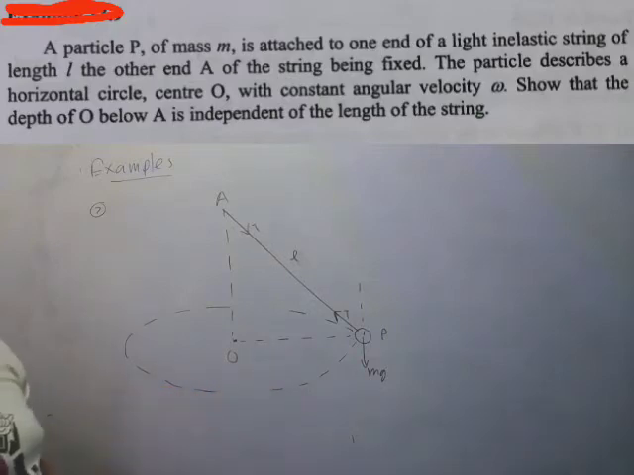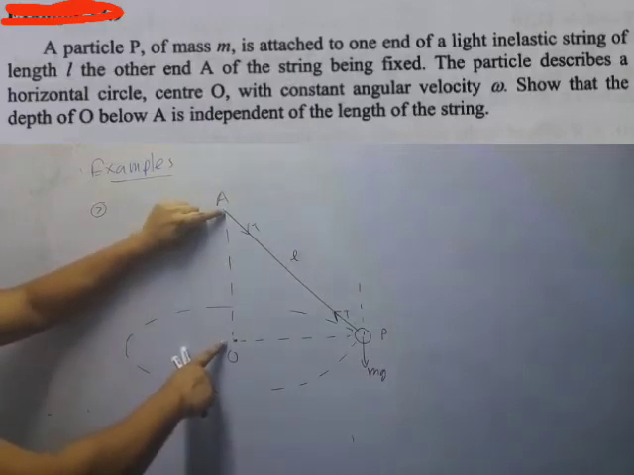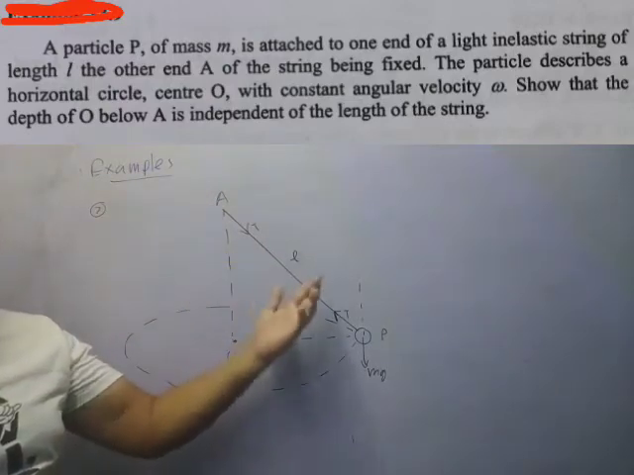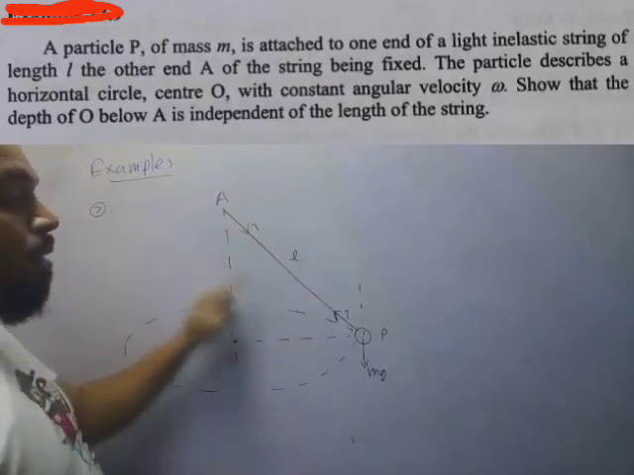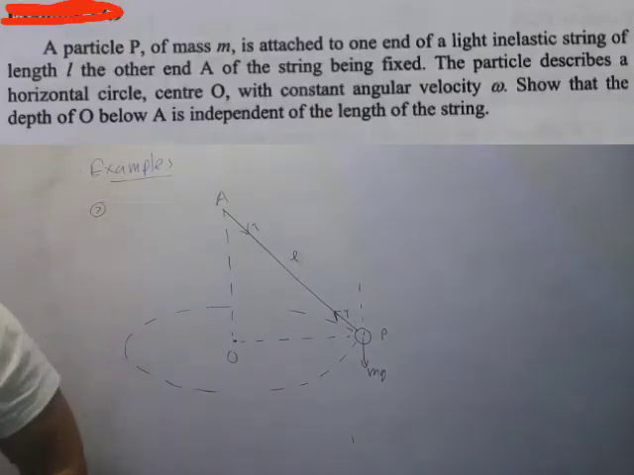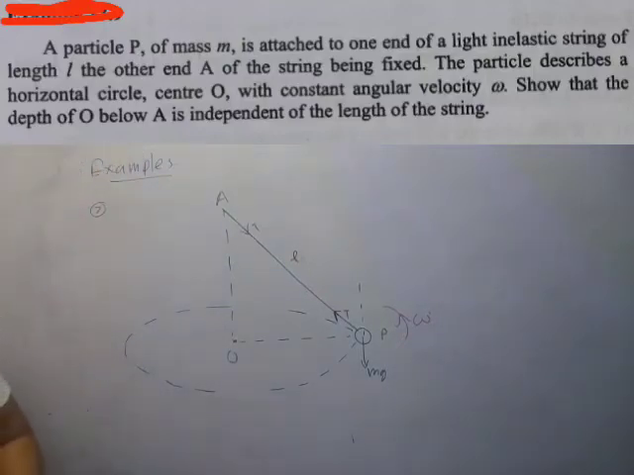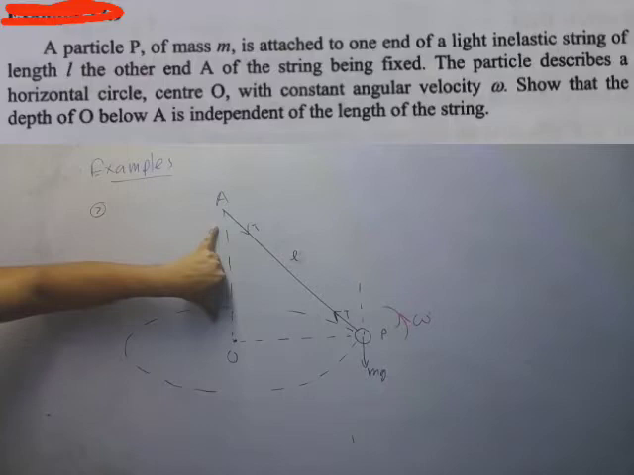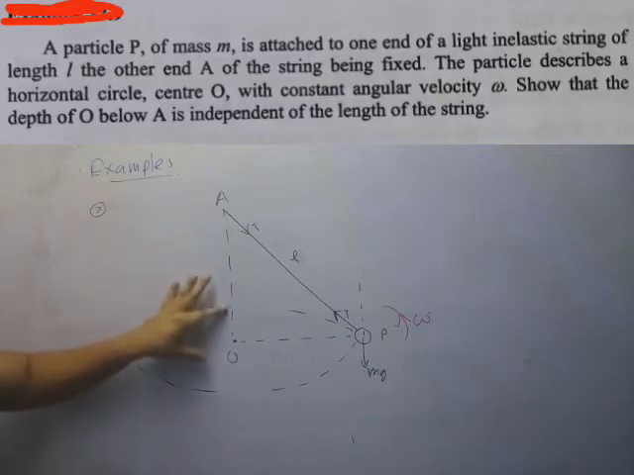So we need to find the centripetal force in this case. They are asking us to show that the depth of O from A, that means the AO distance, is independent of the inelastic string length. That means whatever this length is, 10 meters, 5 meters or 1000 meters, with constant angular velocity omega, for the given criteria this distance AO must be equal for every length. L doesn't matter.